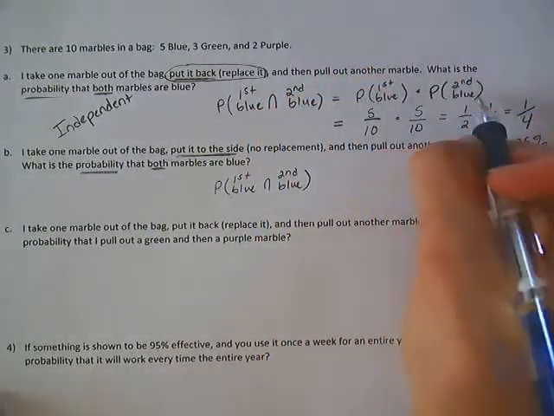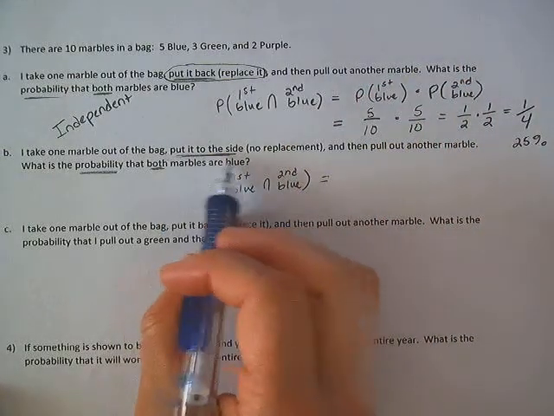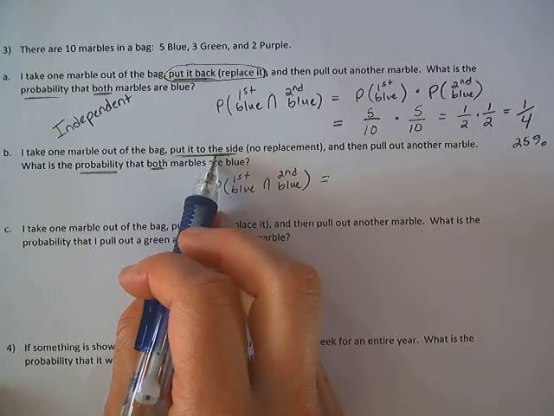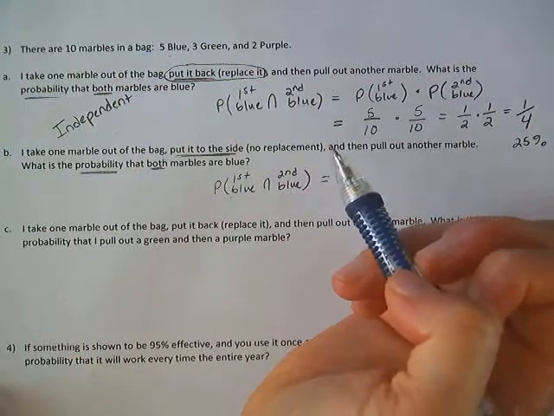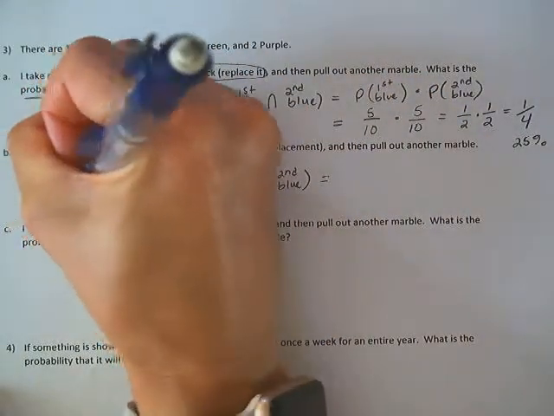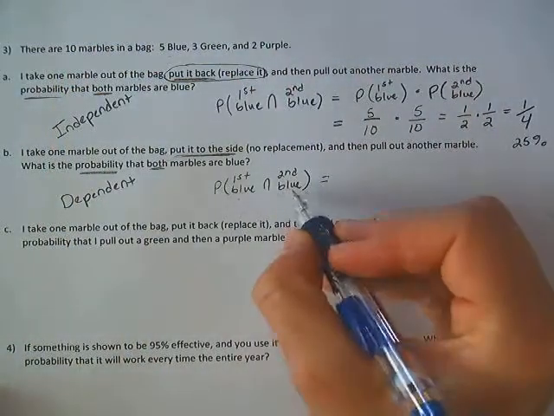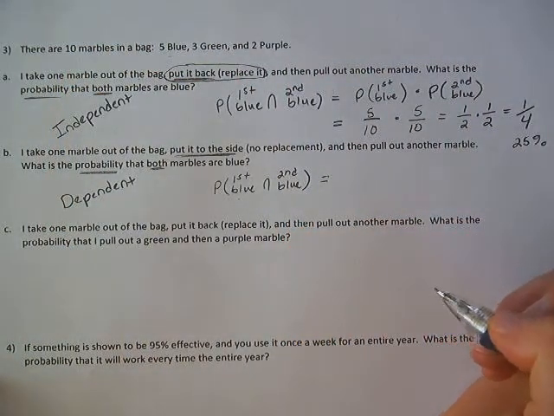But this part will change just a little bit, and you're going to find out it's because of this part right here. Because we are not putting the first one back, that means there's going to be one less blue one in the pack. So that means these are dependent, because that second marble that we draw out will be affected because we didn't put it back, okay?